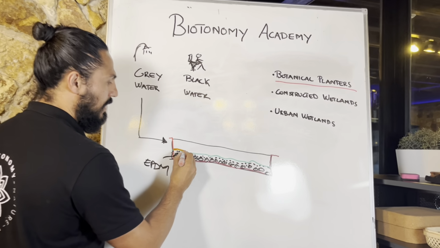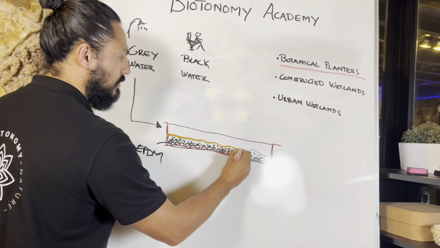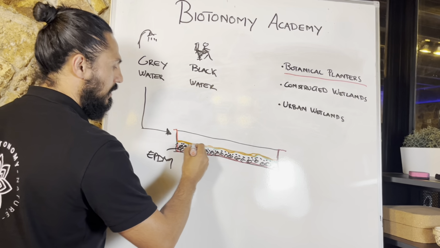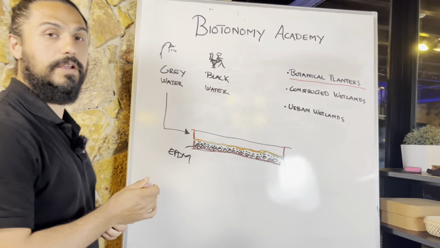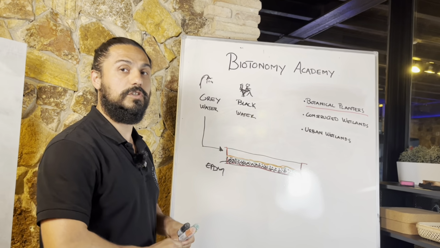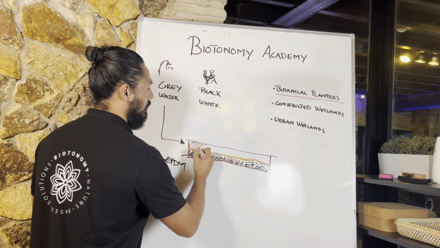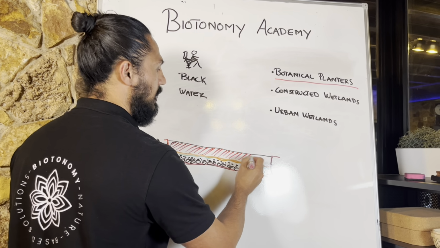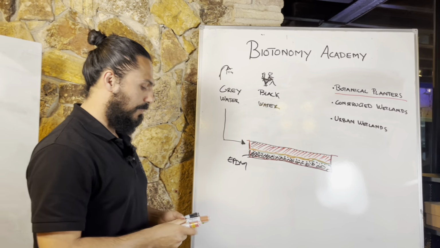So we have a layer of sand, very, very little, just a few inches or a few centimeters of sand. And then on top of that, we put a layer of topsoil, which is what the plants will grow in. So here we put the topsoil, the nice, rich, nutrient-rich soil that the plants will be planted in.